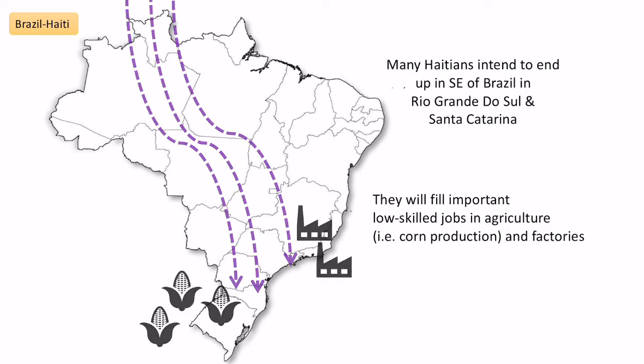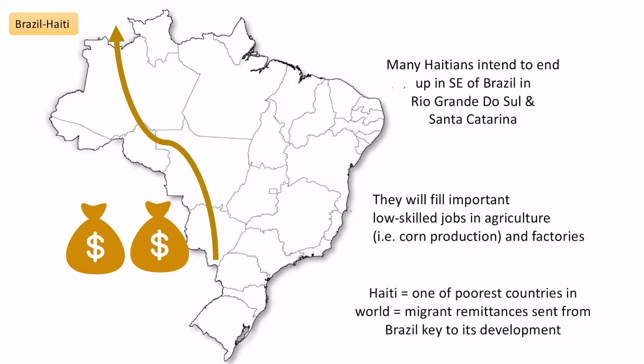But it also helps Haiti because Haiti, as I said, is one of the poorest countries in the world. So any of the money that those Haitians are making can be sent from Brazil back to Haiti, and it can actually help to improve Haiti over there. So we can see through this entire case study lots of relationships, lots of reliances between the various countries that Brazil has migration flows with.